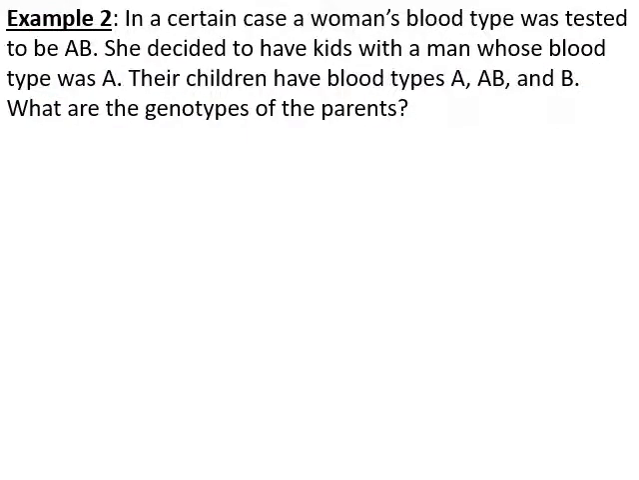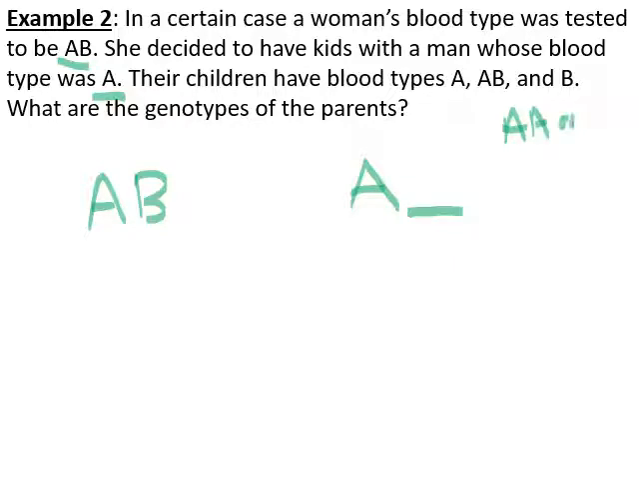Okay, so we have in this case, a woman's blood type is AB, and she decides to have kids with a man who has type A. So let's look at the mother has type AB blood. The father has type A something. Because remember, if you're type A, you don't know whether you're type A with two alleles that are both for A, or whether you're type AO, because O is recessive, so it wouldn't show up. So this father could be either type AA or type AO, let's say.